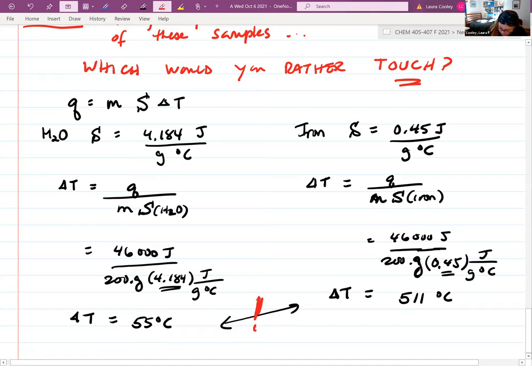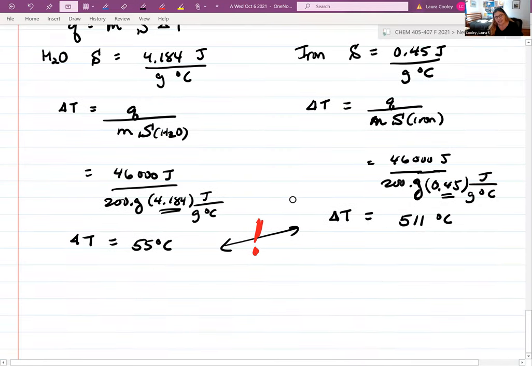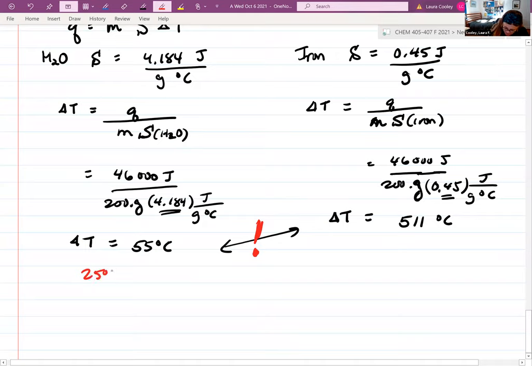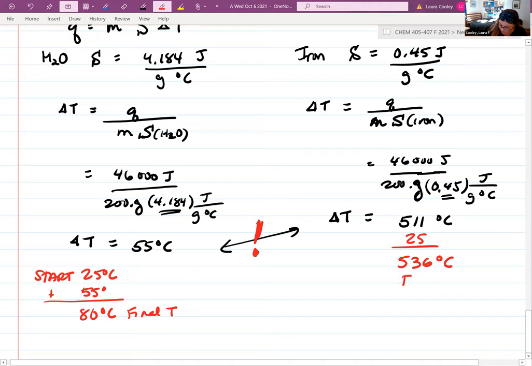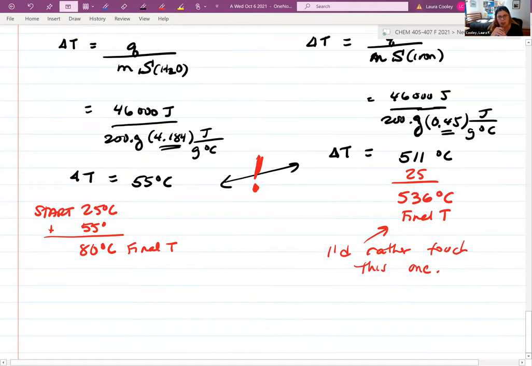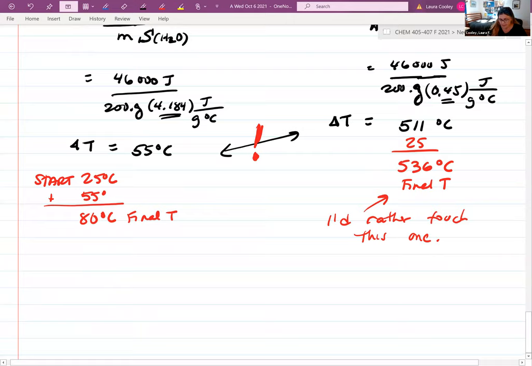It's pretty shocking, right? You add the same amount of heat to water. Let's say you started at 25 degrees C, and then you add 55, you're going to end up at 80 degrees C as your final temperature. And here, if you add 25, you get 536 as your final temperature. I would really much rather touch this one, right? That's why when you're heating your pan up full of water, if it's cast iron, let's say on the stove, you'd really rather touch the water than touch the pan, because that pan heats up much more.